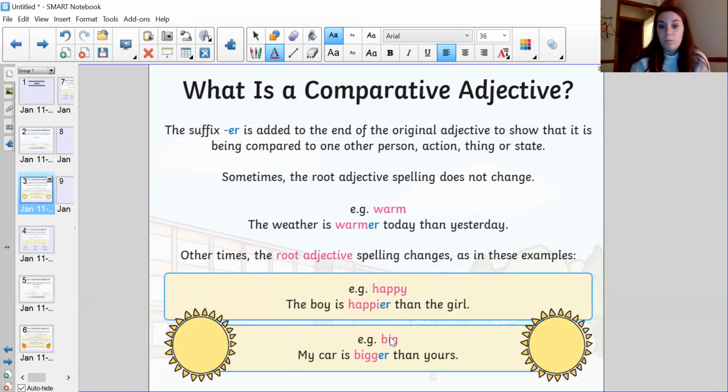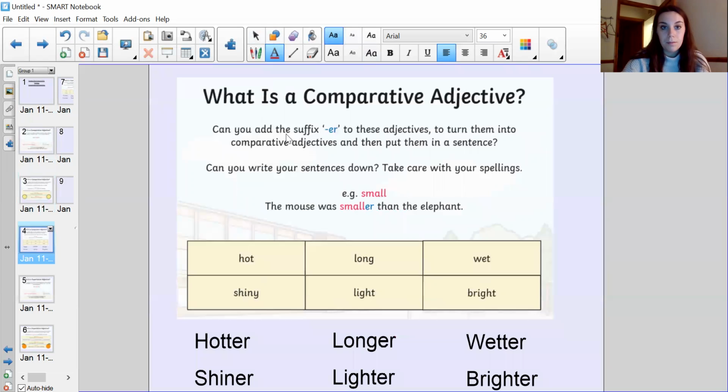Big, we have to put another G on. My car is bigger than yours. So we have to put another G on to make it spell correctly. So I've added the -er to these adjectives so that you know the spellings because they're new words for us. So hot turns to hotter, shiny turns to shinier, long turns to longer, light turns to lighter, wet turns to wetter, and bright turns to brighter.